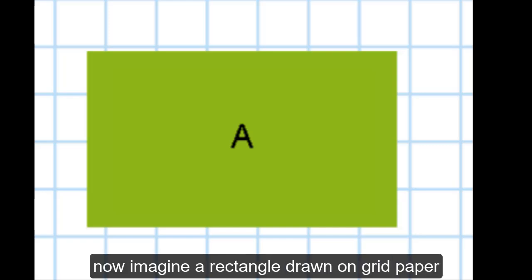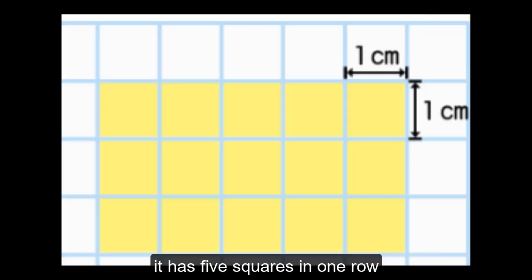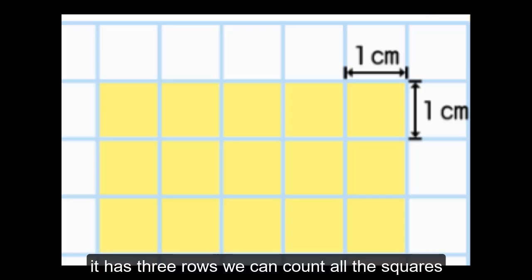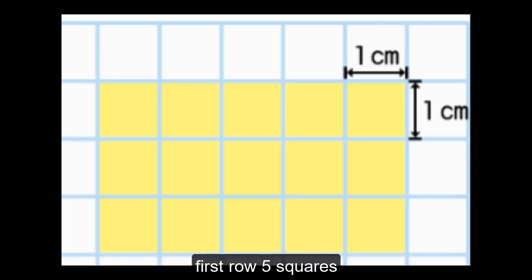Now imagine a rectangle drawn on grid paper. It has 5 squares in one row. It has 3 rows. We can count all the squares. First row, 5 squares. Second row, 5 squares. Third row, 5 squares. So, 5 plus 5 plus 5 equals 15. The area is 15 square units.